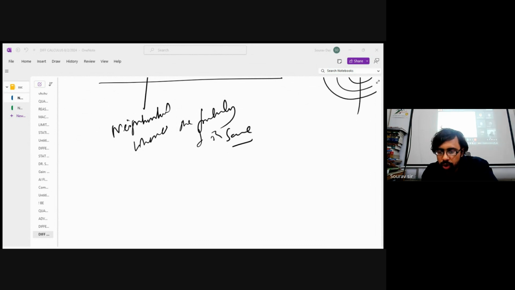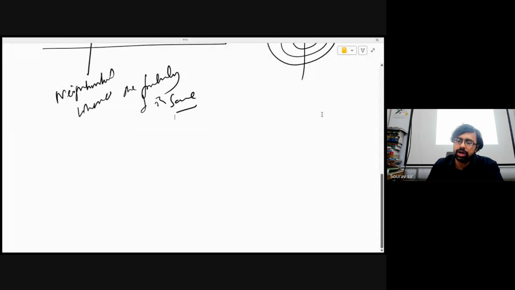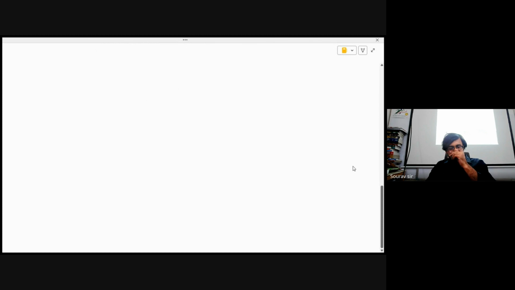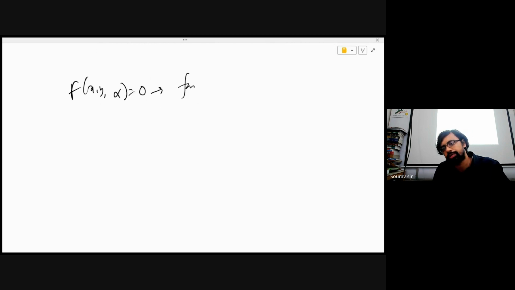Those who have just joined, I'm doing envelope from differential calculus today, and after that I will go to another part called node, cusp, and isolated point, which are also called singular points. Next, अगर मान लेते हैं f of x, y, alpha equal to 0, and this represents a family of curves.